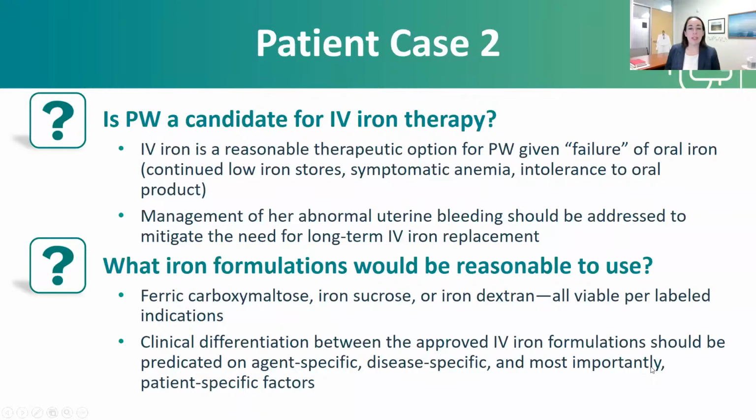So what IV iron formulations would be reasonable? Again, you can look to the same 3 products. Iron sucrose, think of it the same as ferric gluconate. So carboxymaltose, sucrose, or dextran are all viable for the labeled indications in this patient. And really you want to think about what you want to do based on the individual patient, how you want to approach it, what you can get approval for, and what you think that patient will want to come back for. In a lot of my patients, the worst part of the process is getting an IV placed. And so fewer IV sticks is better for them. But whatever you can get approval for will be important.